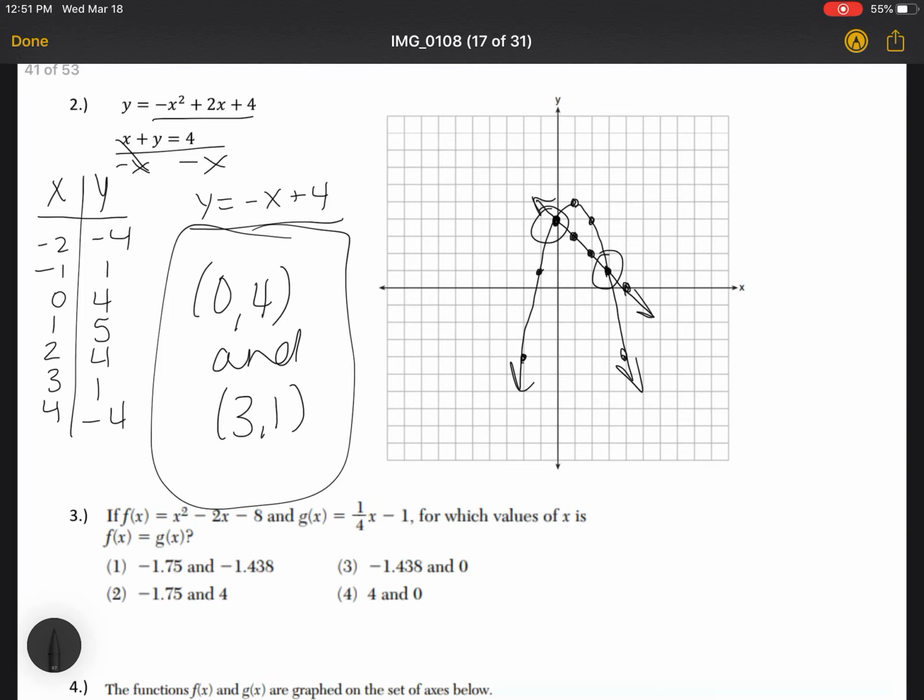Really easy way to do this in your calculator, and I'm sorry I don't have a calculator screen to show you, but I'll write down your steps here. So you're going to plug both into your y equals.